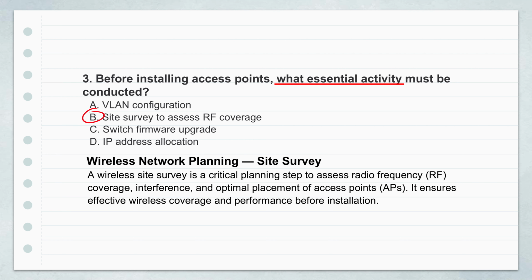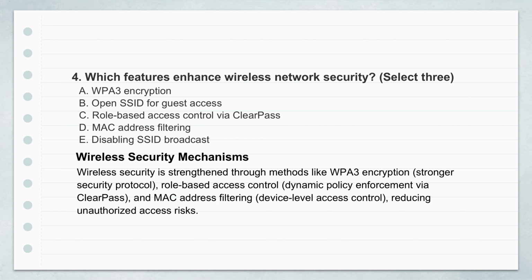Now, you've planned your Wi-Fi layout perfectly based on the survey, but what about keeping it secure? An open network is just asking for trouble. Absolutely. Security is paramount. And there are several key features here. First, you should definitely be using WPA3 encryption. It's much stronger than older versions like WPA2. Harder to crack. WPA3. Got it.